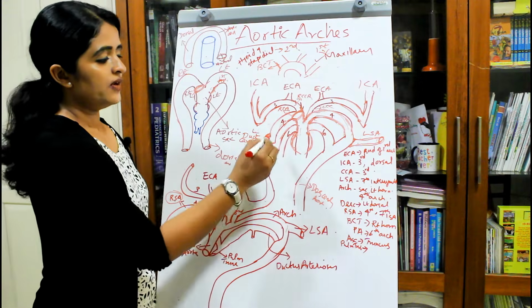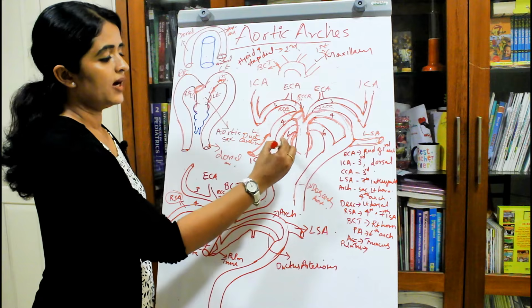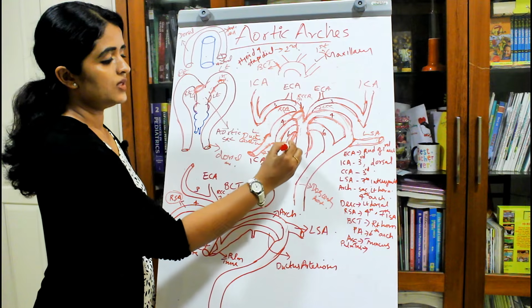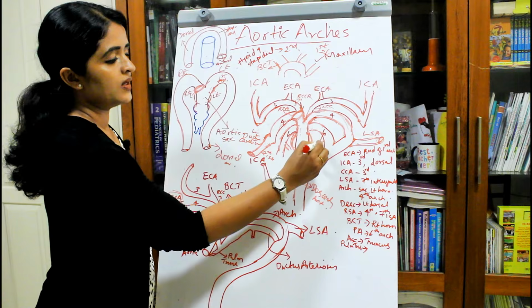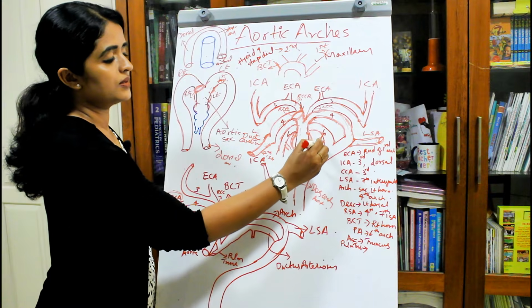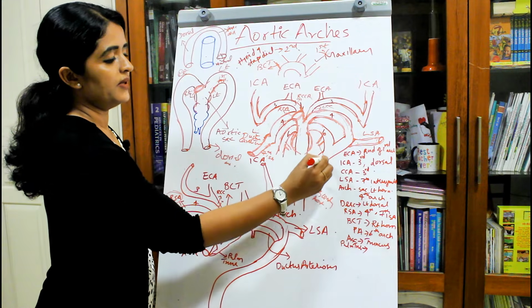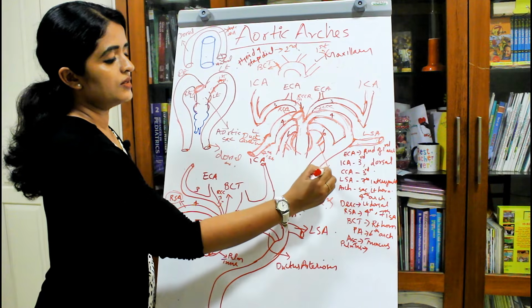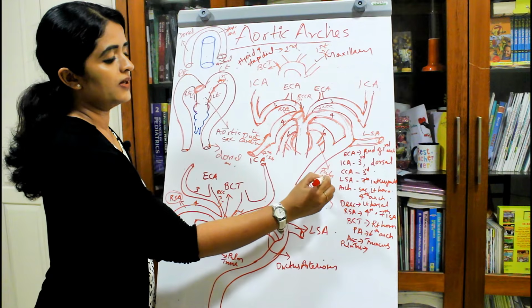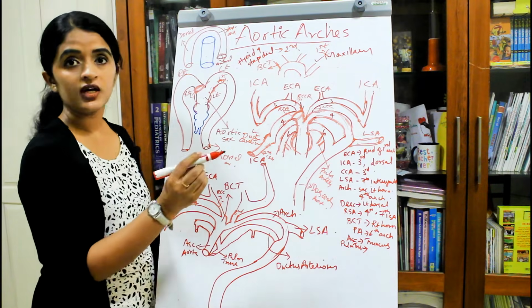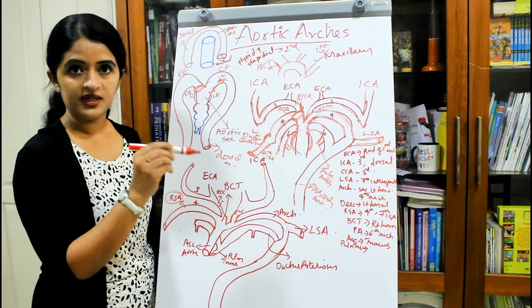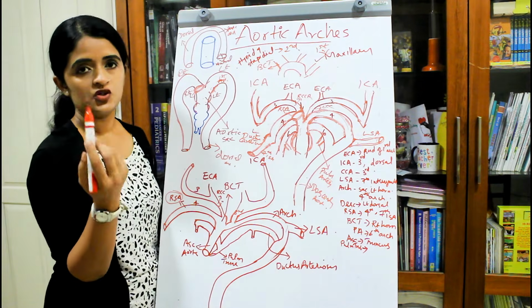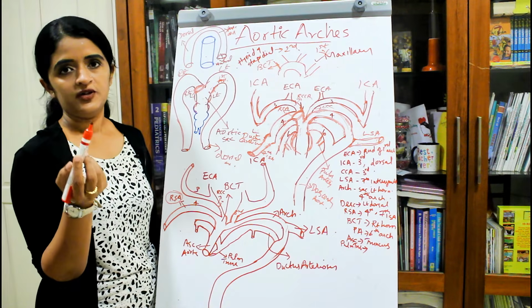Okay, so from the 6th arch you have a bud. Can you see a bud coming from the 6th arch? This bud is going to the developing lung, and this is actually known as the pulmonary artery. So from the 6th arch you have a bud which is going to the developing lung, and this will be giving rise to the pulmonary artery.